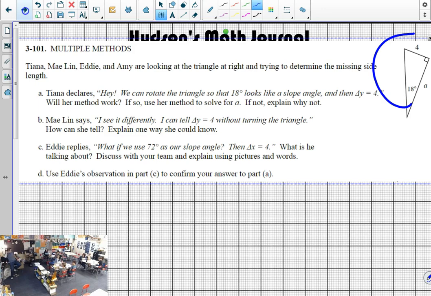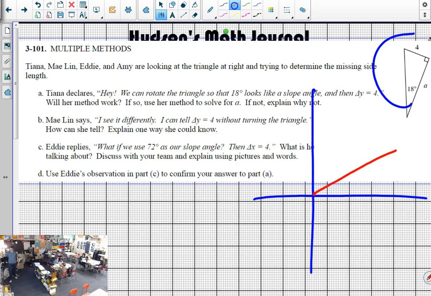If it is the slope angle, then by rotating it, the 18 degrees will be on the straight left. If I created an XY, I could just look at it and say, okay, 18 degrees is my slope, right? My rise and my run relate directly back to that 18. So Tiana's visualizing this, right? She says, we can do this. And we are then asked, will her method work? So we'll come back to that.